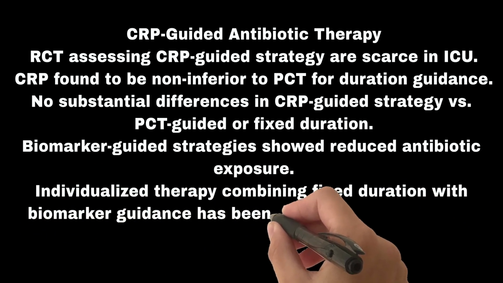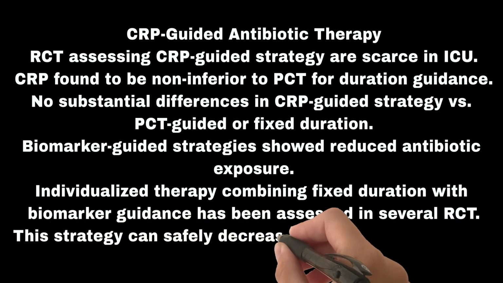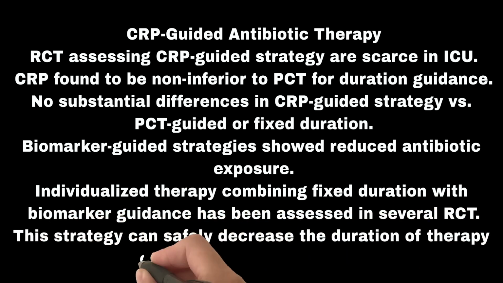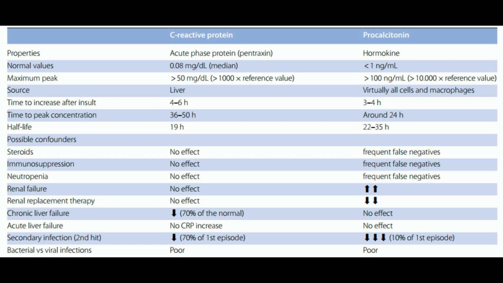Individualized therapy combining fixed duration with biomarker guidance has been assessed in several RCTs. This strategy can safely decrease the duration of therapy compared to fixed duration. How can we synthesize all that information?